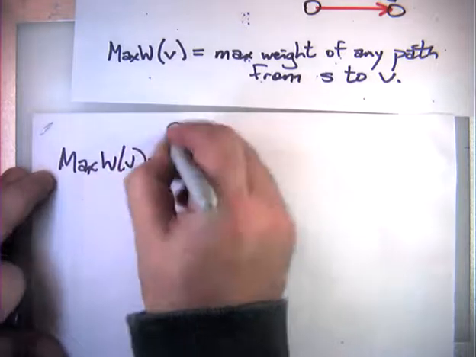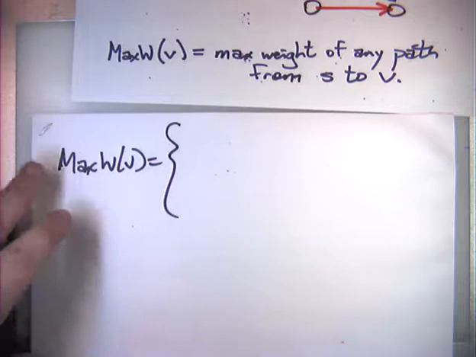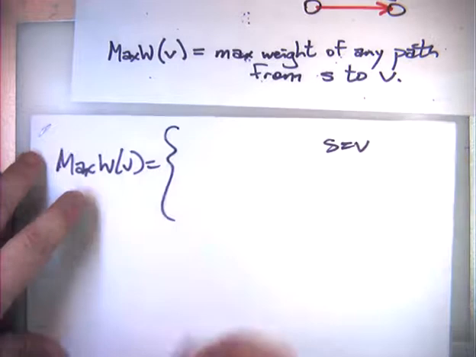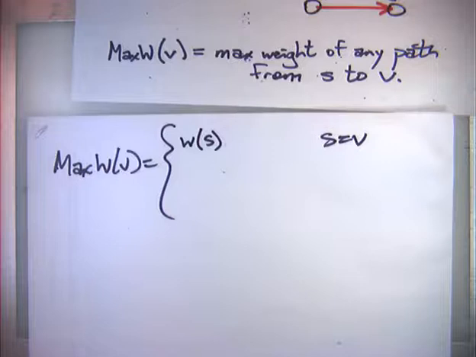I need some base cases. Anyone? So if S equals V, then any path is going to contain S. The total weight of the path is just the weight of that vertex S. Any other base cases you want to think about? Well, V equals T isn't going to be a base case. V equals T is going to be the way we call the function at the top.